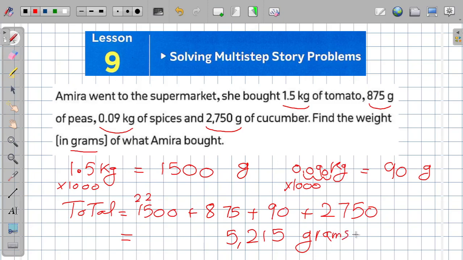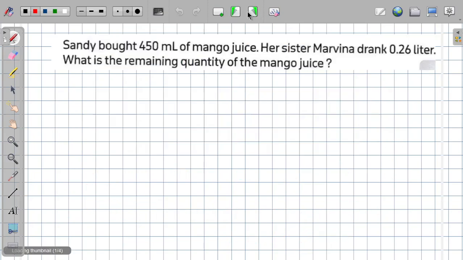Next, I have the second example. Sandy bought 450 milliliter of mango juice. Her sister Marvina drank 0.26 liters. What is the remaining quantity of the mango juice?